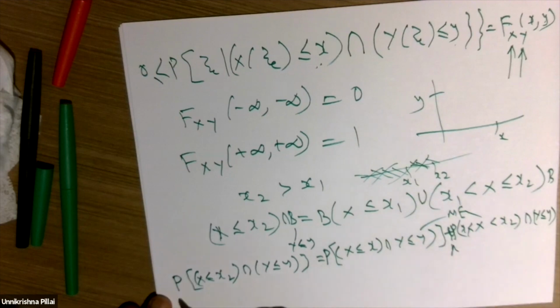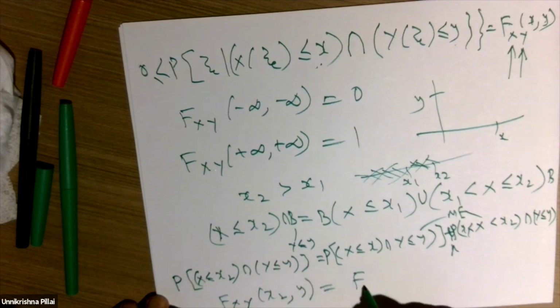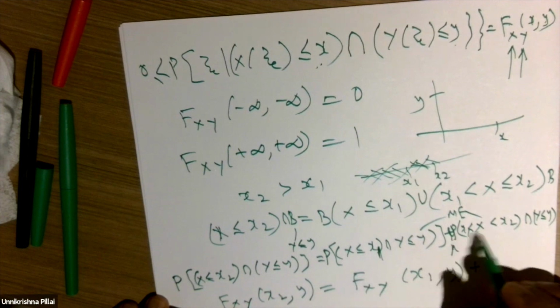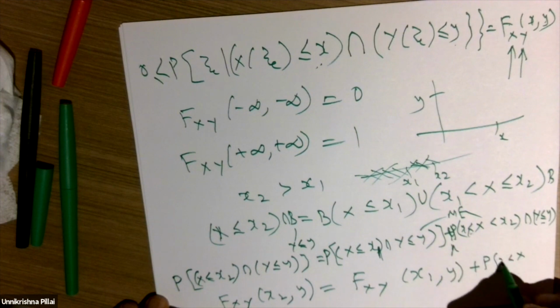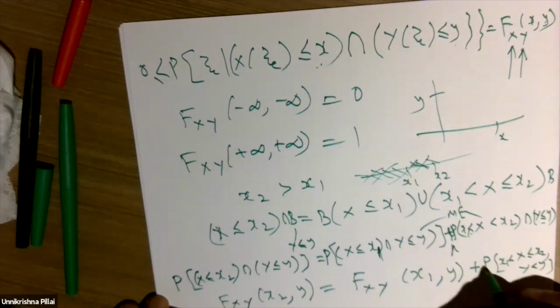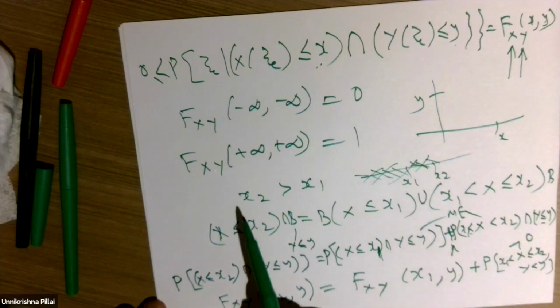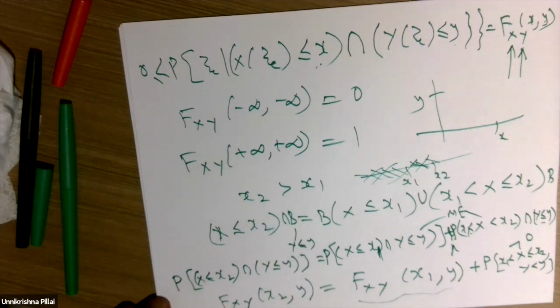Look at the left side. This is the distribution function of xy evaluated at x2 comma y. This is the joint distribution of x at x1 comma y, plus this is some probability: the probability of x between x1 and x2 and y less than y. But whatever it is, this probability is non-zero. So you can see if x2 is greater than x1, then this quantity must be greater than this one.